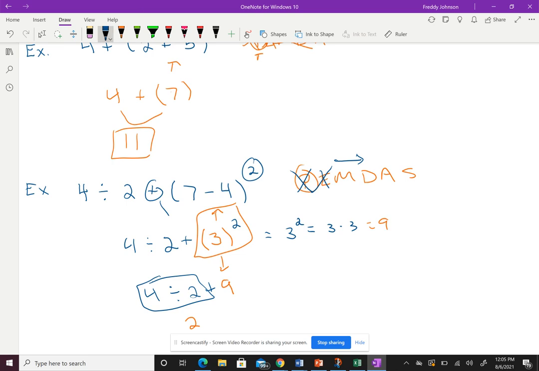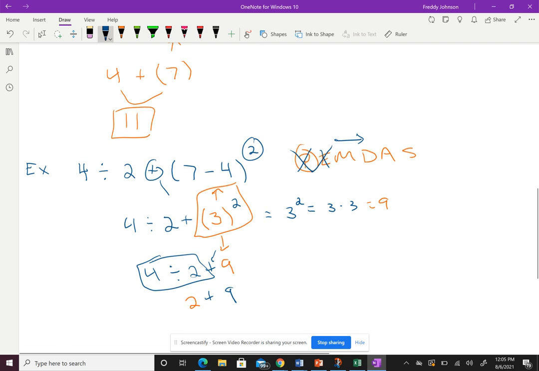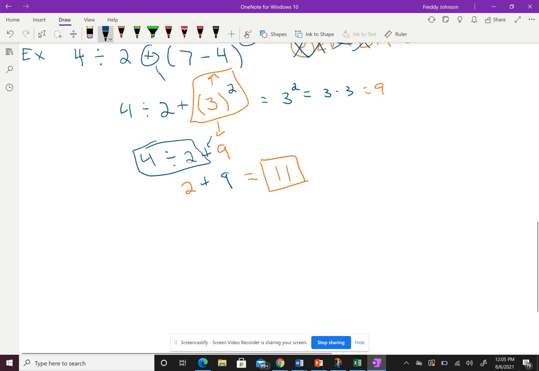Bring down everything else that I didn't touch. I didn't touch the plus, and I didn't touch the 9. Okay, so now I took care of the multiplication and the division. There is no multiplication. So now, last but not least, we're going to add or subtract. So 2 plus 9 is pretty easy. That's going to give me an answer of 11. Okay, I know it looks kind of confusing, but I'm telling you, if you just follow PEMDAS, it'll make life easier.